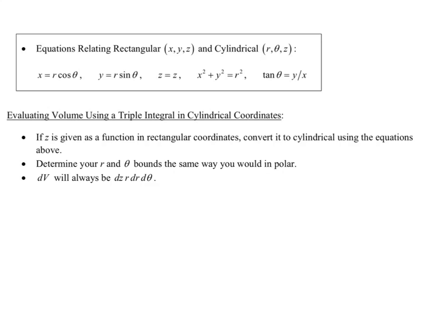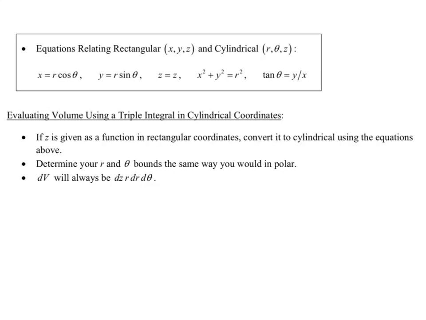When you're evaluating volume using a triple integral in cylindrical coordinates, you want to start by converting any equations for z into cylindrical coordinates using the equations above. And then you determine your r and theta bounds the same way you would in polar. So you project your shape down into the xy plane and it becomes a two-dimensional polar problem for figuring out your bounds for r and theta.